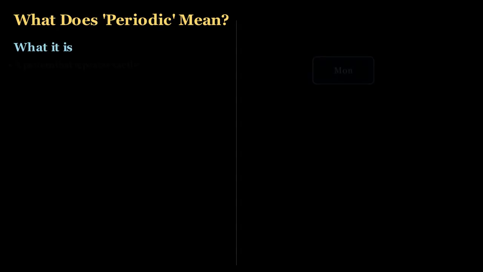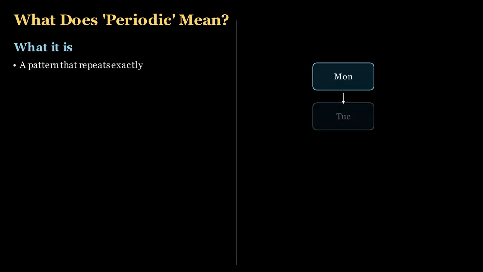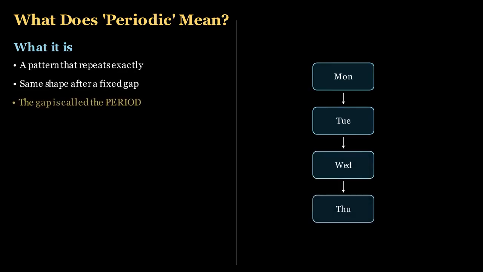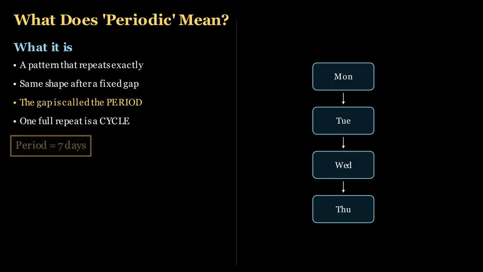Imagine a wall calendar. Monday, Tuesday, Wednesday, all the way to Sunday. Then what comes next? Monday again. The whole week repeats, over and over, every 7 days. That is exactly what periodic means, something that repeats its values at regular, predictable intervals.